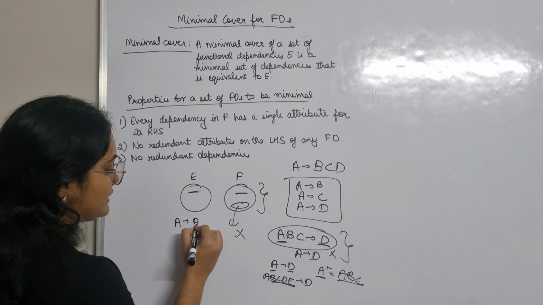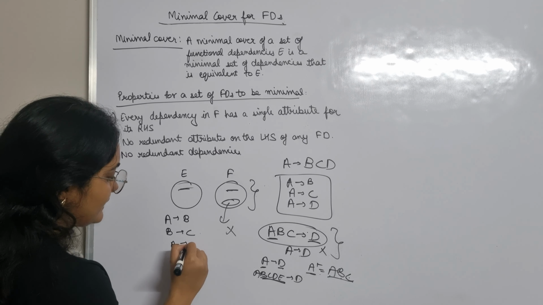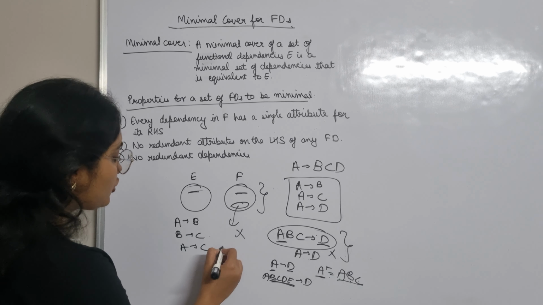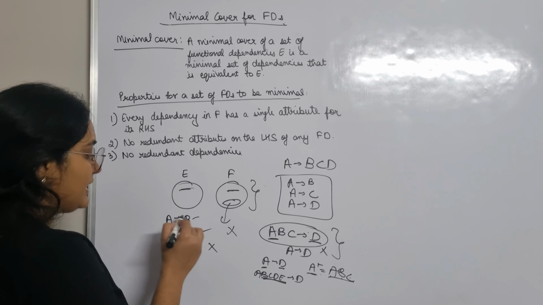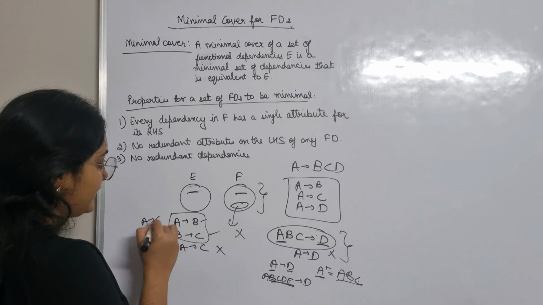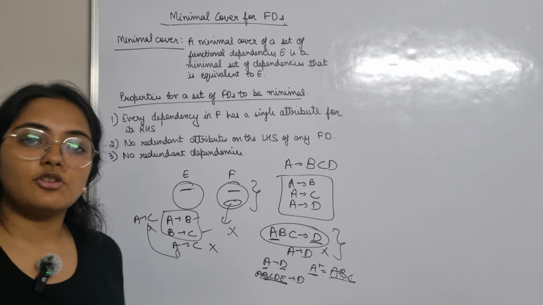Let's say A determines B is also there, B determines C is also there, then A determines C is also there. This should not be there, because if A determines B and B determines C are already there, then by the transitivity rule A can already determine C. Then this one is redundant, right? So this kind of dependencies should also not be there.